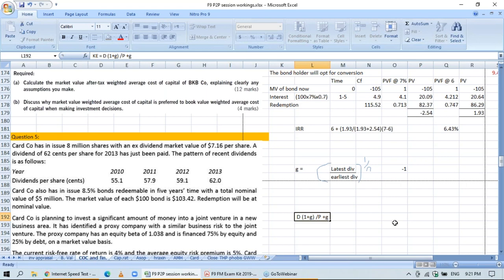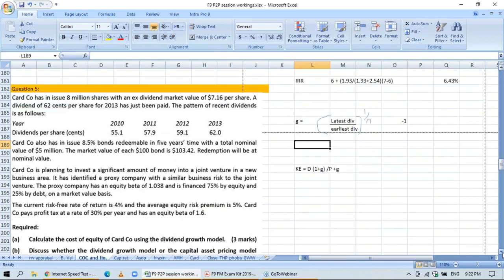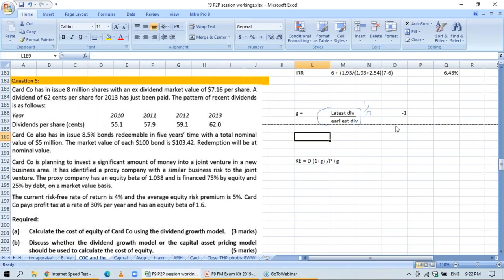Okay, so students, let's start doing this question. First, we have to calculate the cost of equity of card company using the dividend growth model. In order to use the dividend growth model, we first need to calculate the growth rate, the dividend growth rate. So for the dividend growth rate, the latest dividend for this year is this, and 55.1 is the earliest dividend.